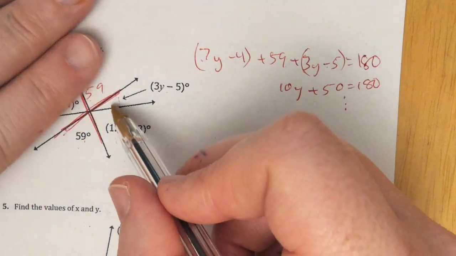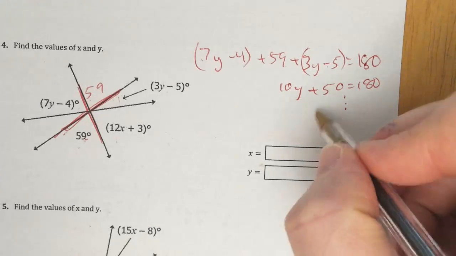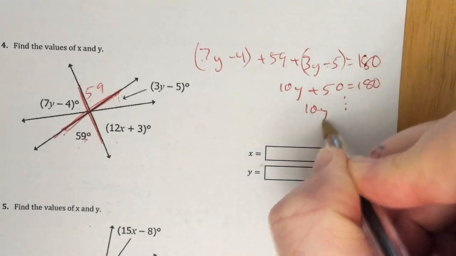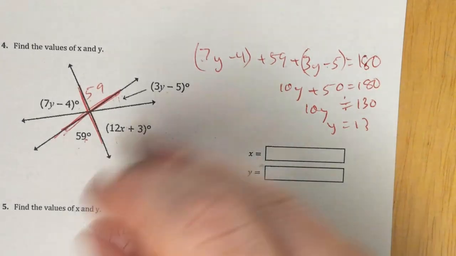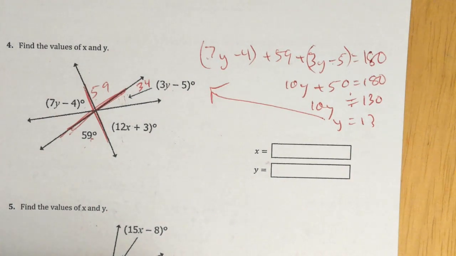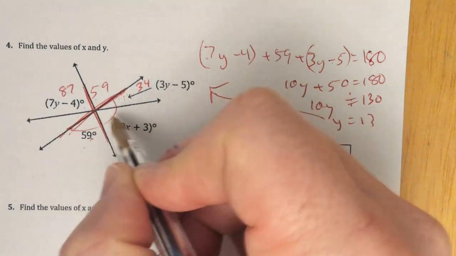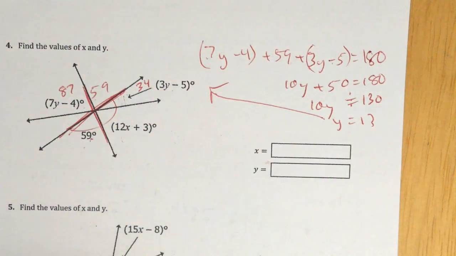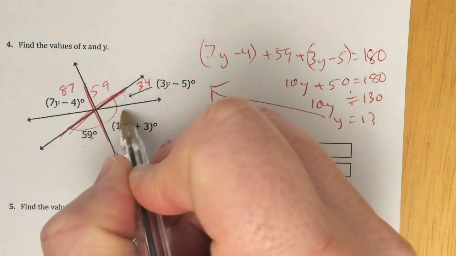Remember, once again, these have to add up to 180. You know what? Let's just solve it. 10y is equal to 130. y is equal to 13. All right, so you found that. Plug it back in. So 3 times 13 minus 5, this would be 34. 7 times 13 minus 4, we get 87. And then what would this angle be right here? If all those add up to 180 degrees, 180, subtract the 34 and the 59, this angle would have to be 87.